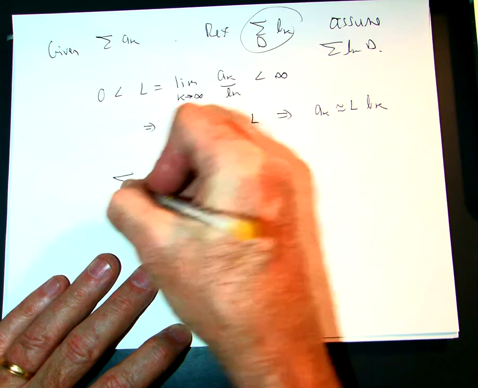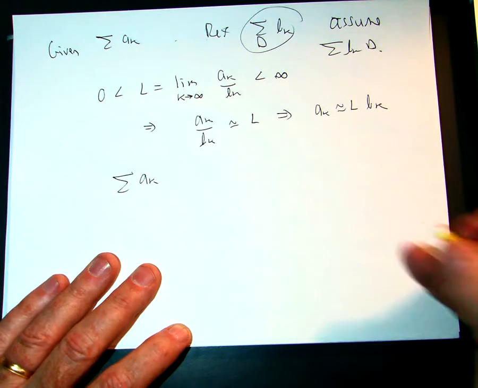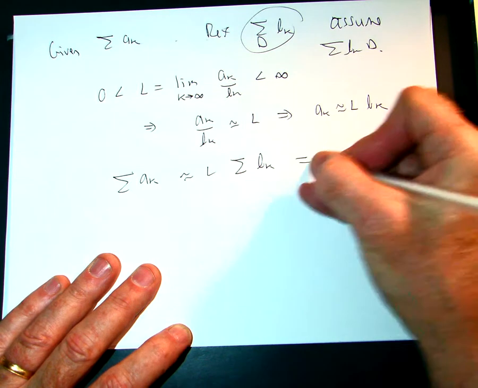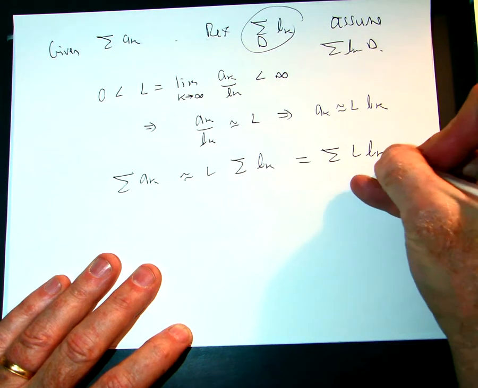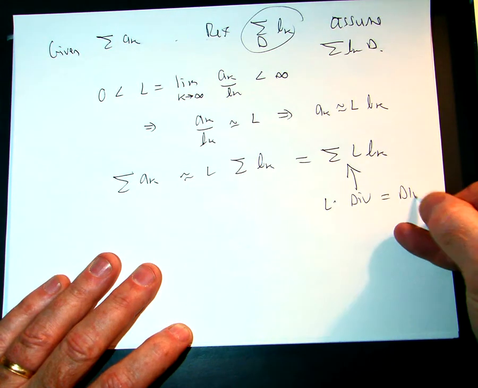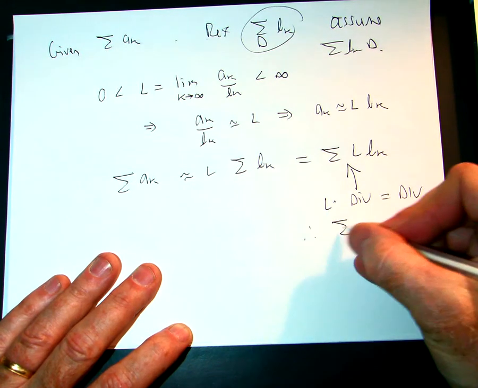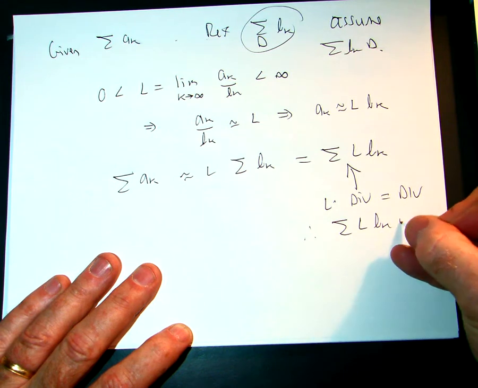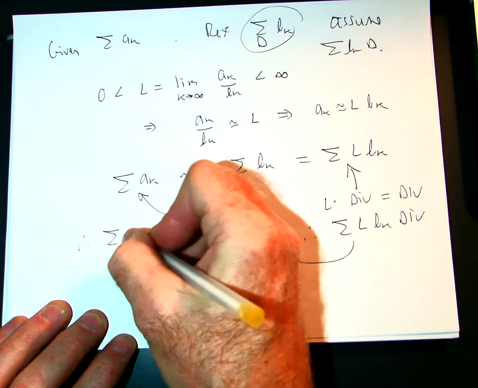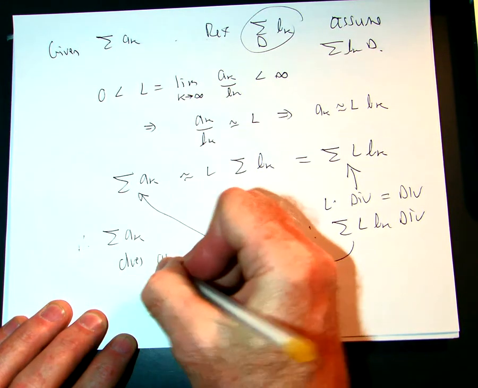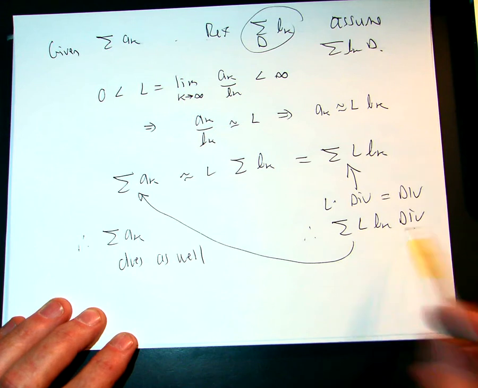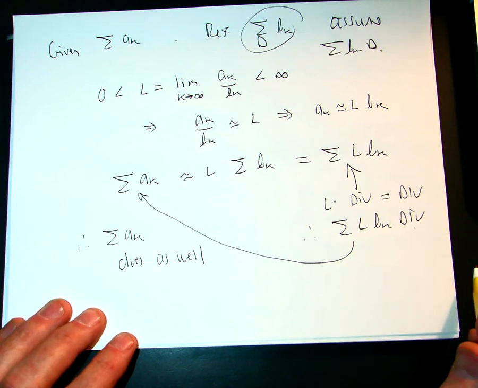That tells us that the tail of a_k is about equal to L times the tail of b_k, which is the series L b_k. Okay, L times divergent equals divergent. So therefore this series diverges. Well, that tells us that this does too, because therefore a_k does as well. Again, multiplying L times something which diverges doesn't change anything. It still diverges. Okay, hope that helps.